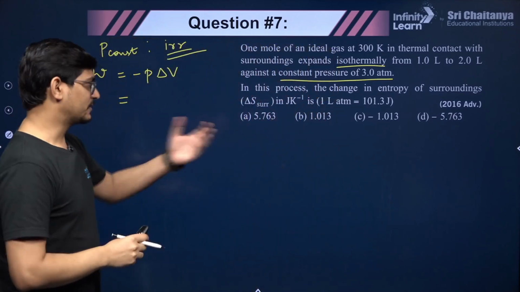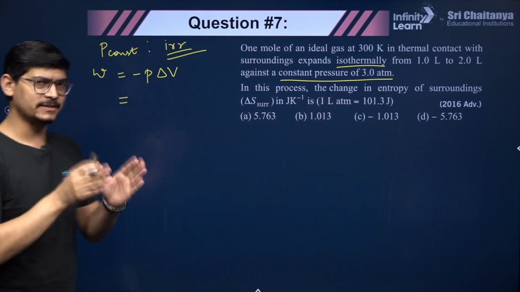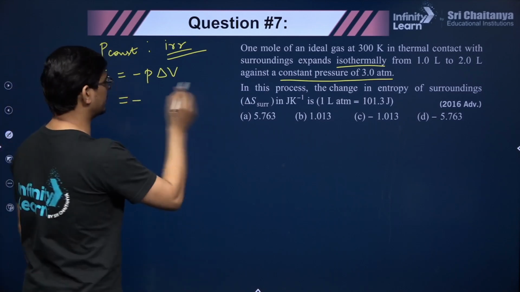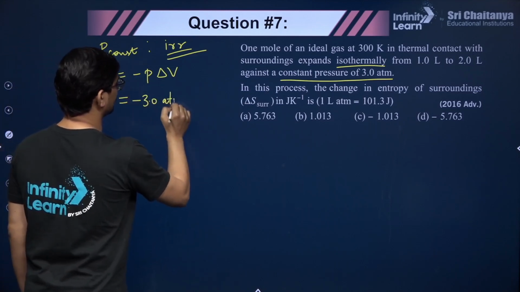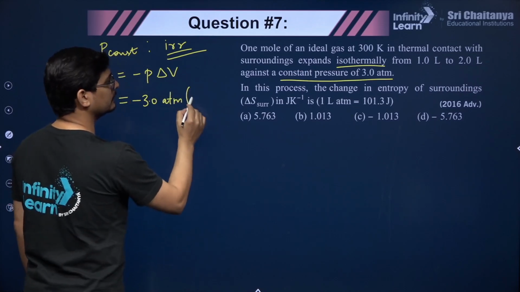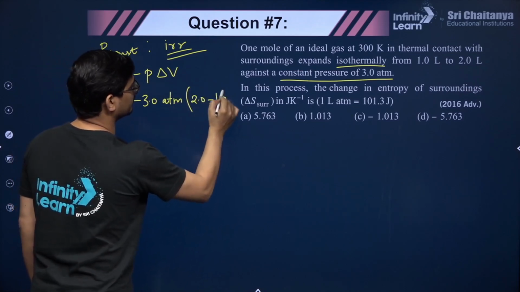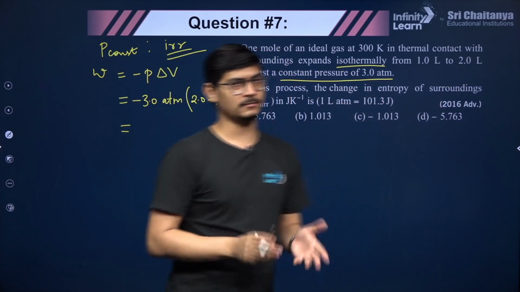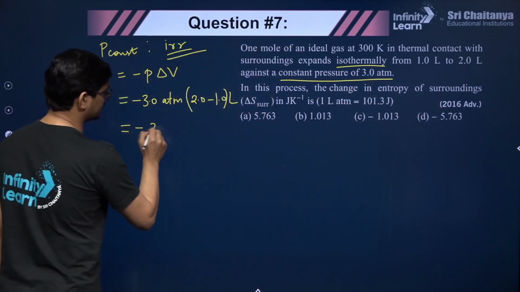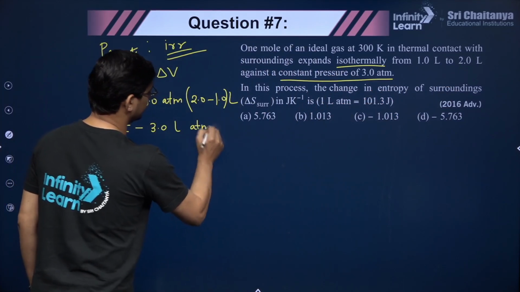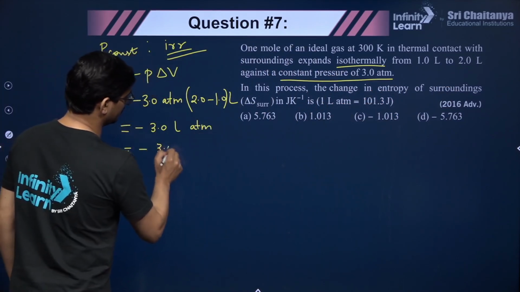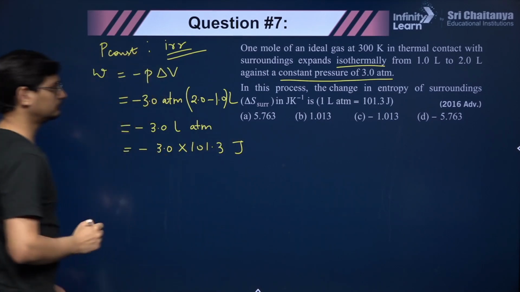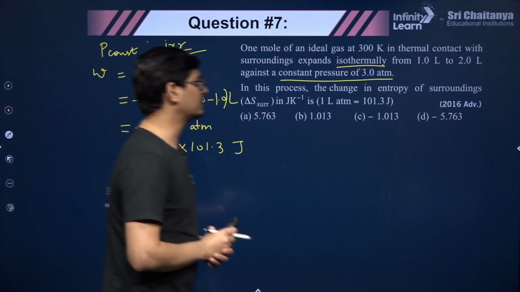JEE is so kind, they have given the value of liter atm also. Otherwise, please remember 1 liter atm is 101.3 joule. So minus, what is the pressure? 3 atm, right? Delta V is 2 liter minus 1 liter. The gas is expanding from 1 liter to 2 liter, so delta V is final minus initial, 2 minus 1. So this is minus 3.0 liter atm, or minus 3.0 multiplied by 101.3 joule. Is that clear, everyone, right?